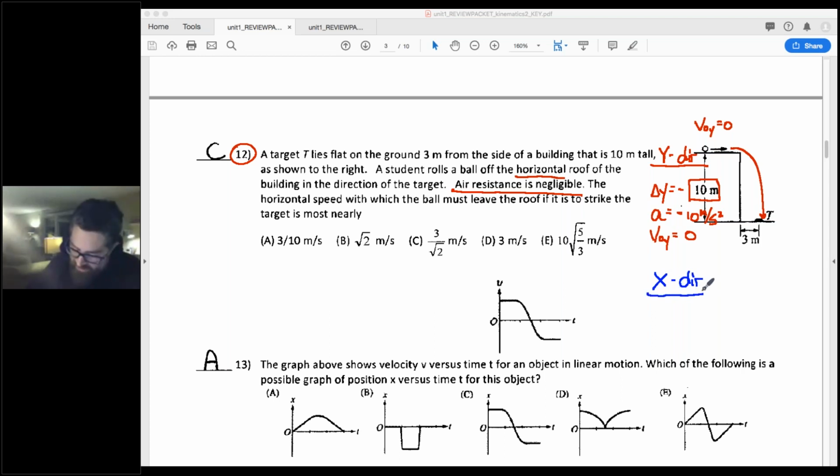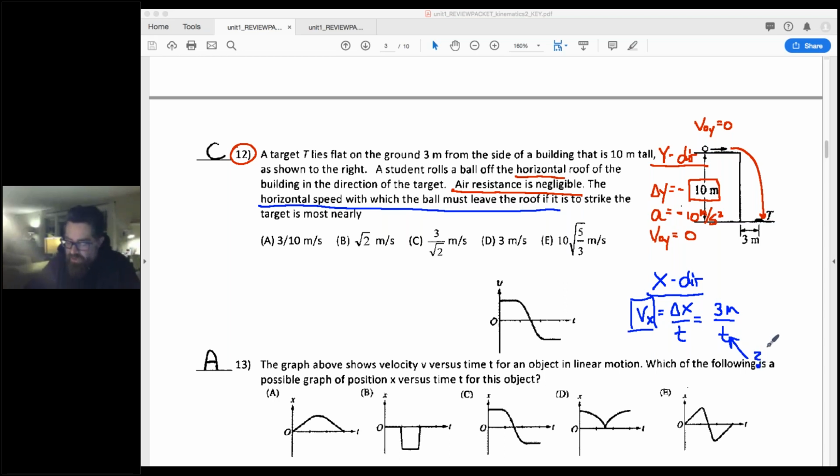In the x direction, we know that the ball in this case is not accelerated. So I can just use Vx is equal to delta x over time. They're asking me the horizontal speed that is necessary. So I'm trying to solve for Vx, and I know that the horizontal displacement is 3 meters. If I knew the time, I'd be good to go and I could answer the question. So in blue, I've set up the horizontal analysis. I just need to answer the time question.